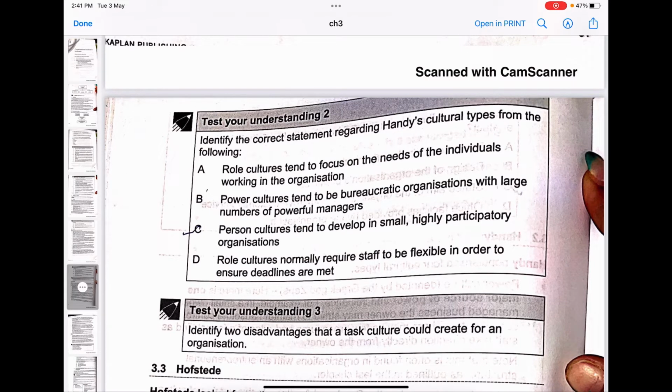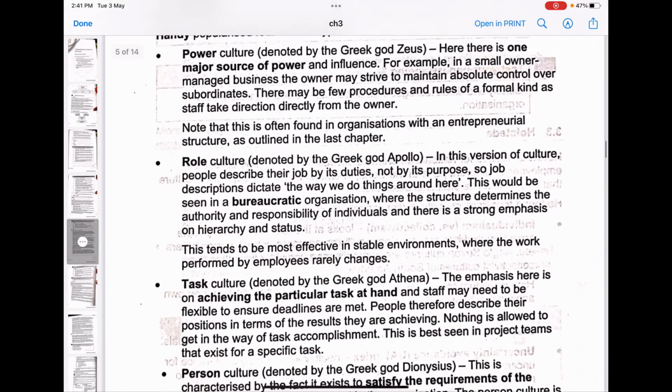Test your understanding too. Identify the correct statement regarding Handy's cultural types of the following. Role cultures tend to focus on the needs of the individuals working in the organization. This is false. Needs are addressed by person culture. Power cultures tend to be bureaucratic organizations with a large number of powerful managers. Bureaucratic organization is not power culture; it is role culture.